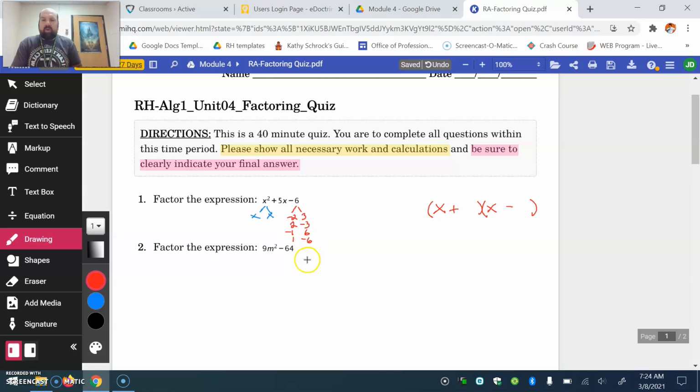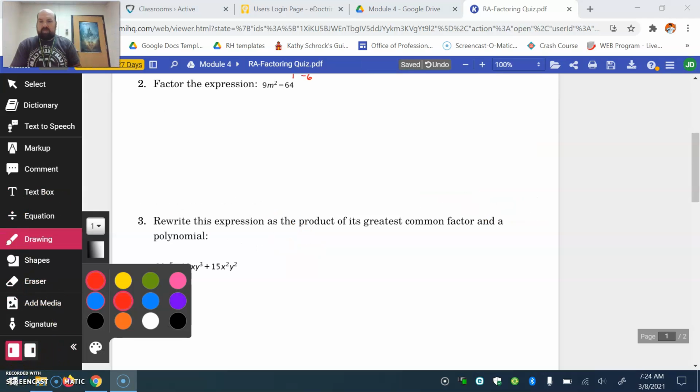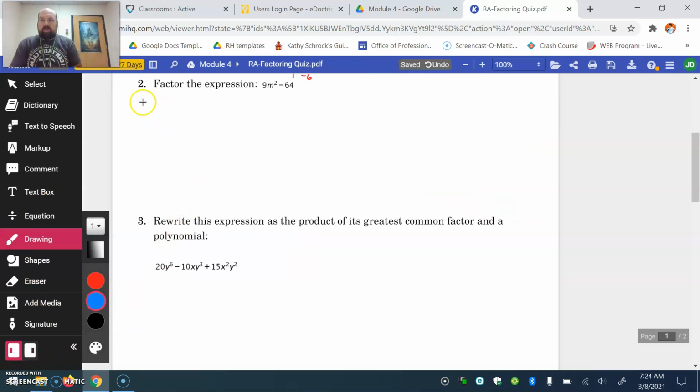Look at those four possibilities. Which one adds up to give me positive 5? That is your pair, and then that will give you your final answer for number 1. And like I said, put a box around it.